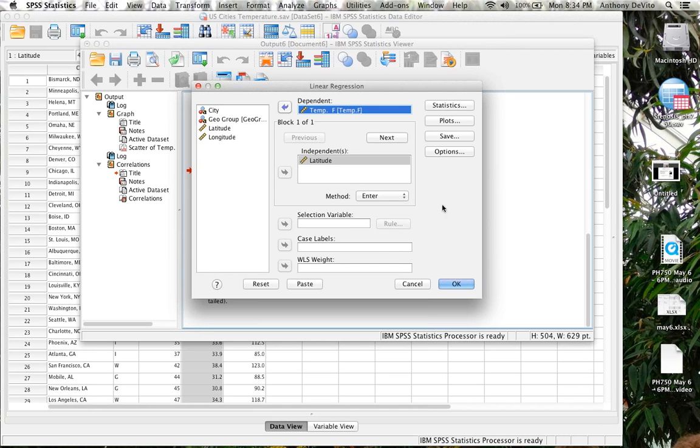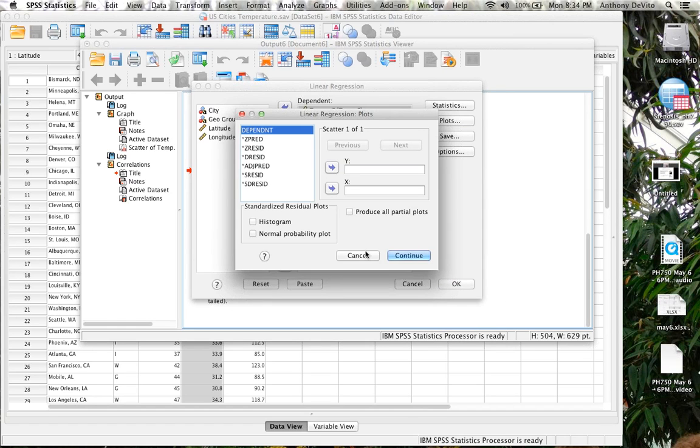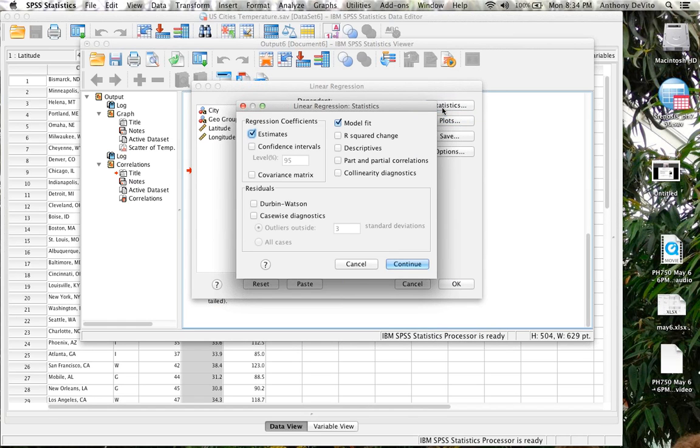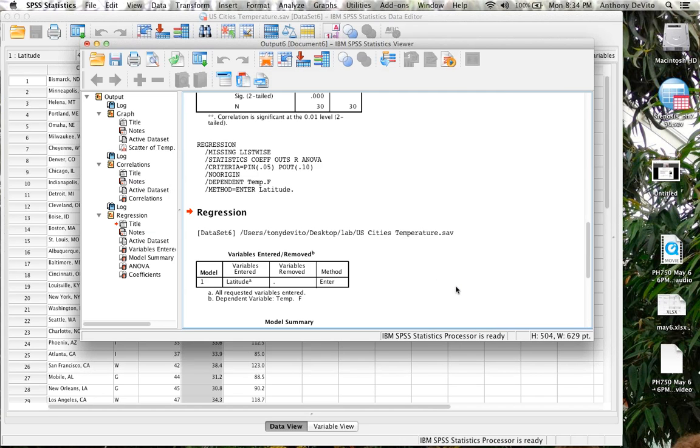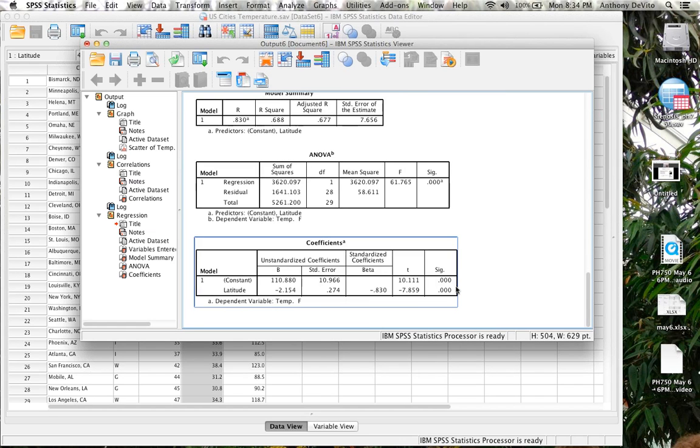Okay, so I'm going to go ahead and ask it. You can ask it to do some plots here if you want, but I'm not going to work with that at the moment. I'm just going to say, go ahead and figure that correlation out for me.